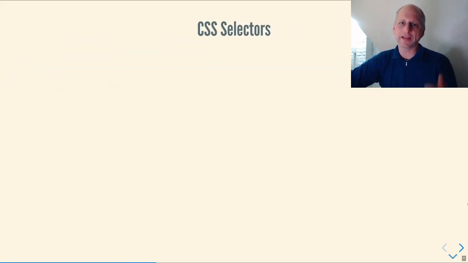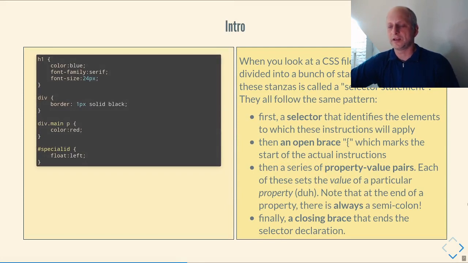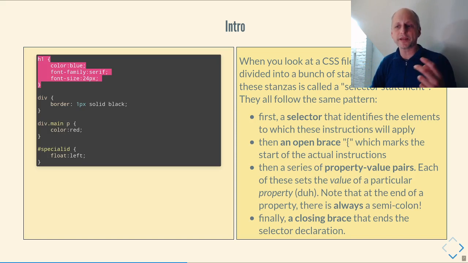The basic unit of analysis in CSS is the selector and the selector statement. So when you look at a CSS file, it will take the form of a bunch of stanzas. Each stanza is preceded by something called a selector, and then there'll be an open curly brace and a bunch of statements and a closing curly brace. And let's look at that just a little bit more closely.